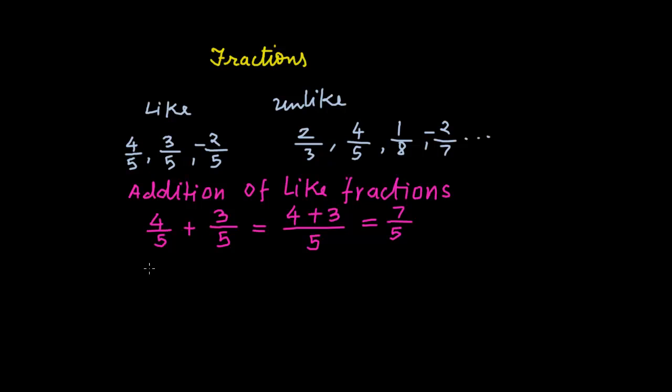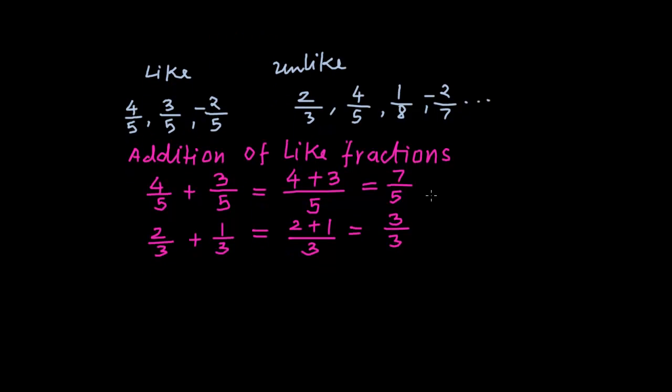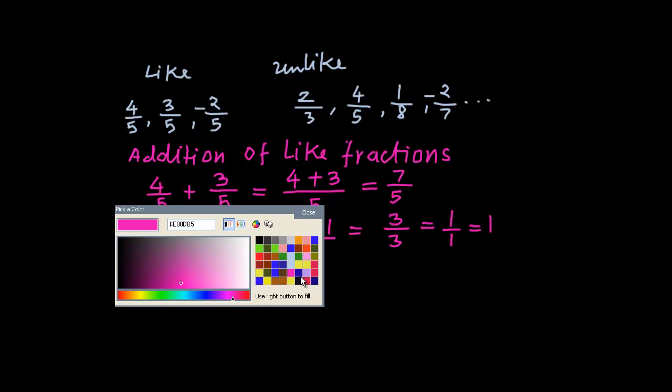If I'll take another example as 2 over 3 plus 1 over 3, same denominators, so just add the numerators keeping the denominator common. So it will be 3 over 3. Now we can write this fraction in lowest form as 3 over 3, which is nothing but 1 over 1, means 1.